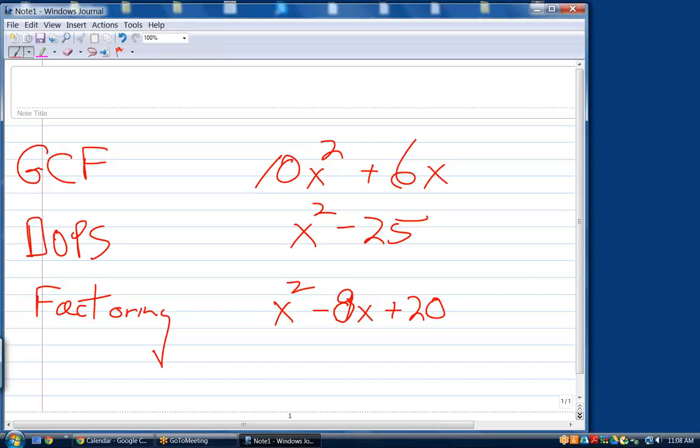Trick question, no. What would the greatest common factor be, do you think? Well, if it read like this, x squared minus 8x plus 20, what would you think the greatest common factor would be? Remember, it has to divide into that term and that term evenly.